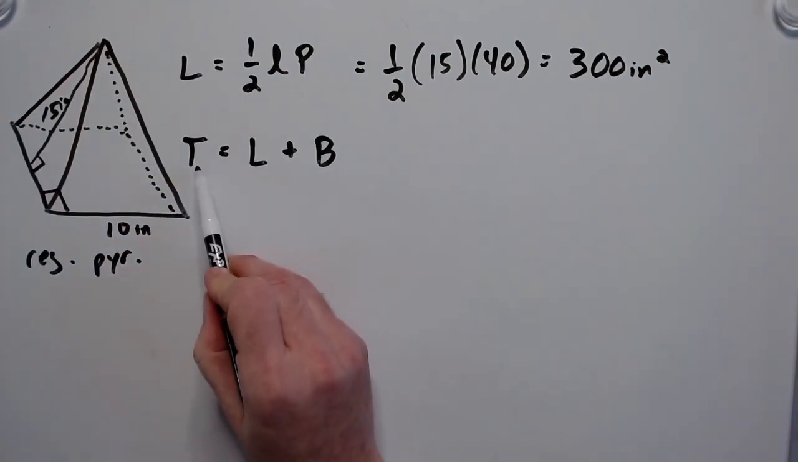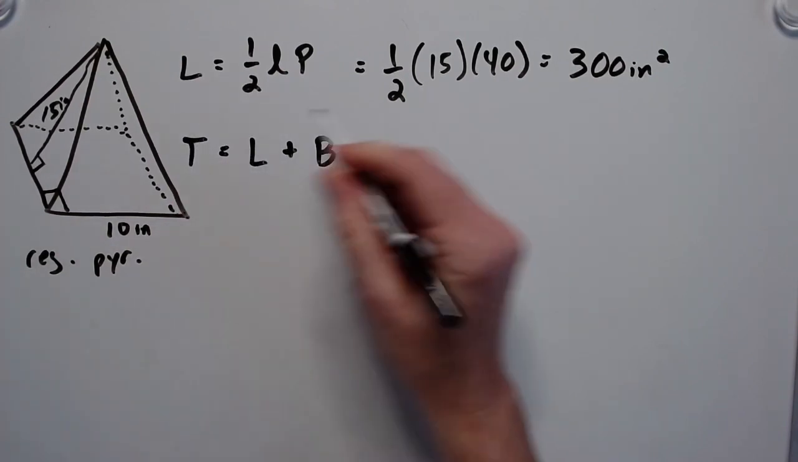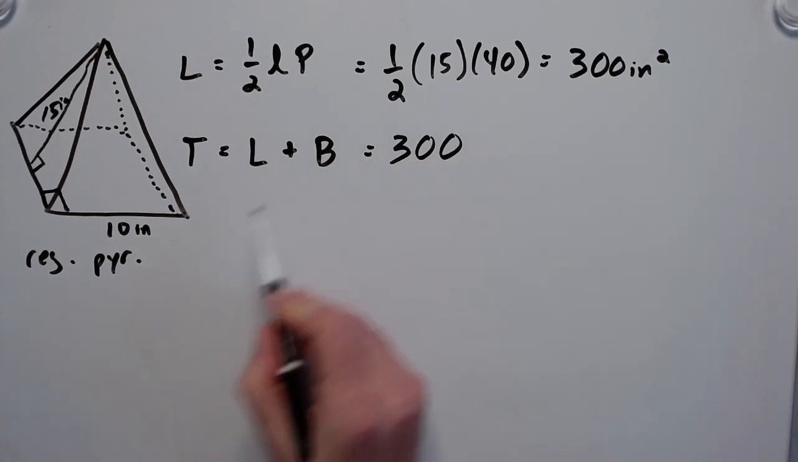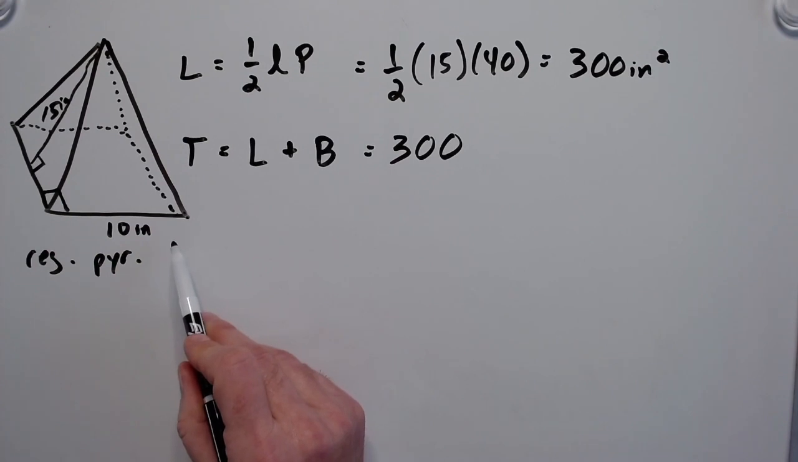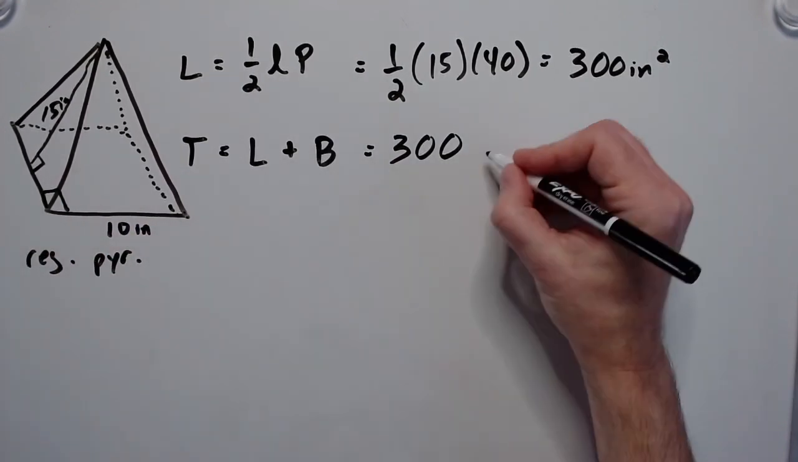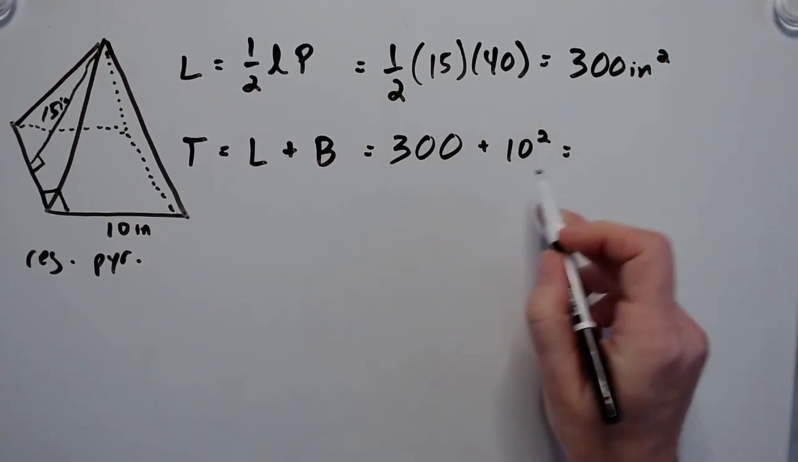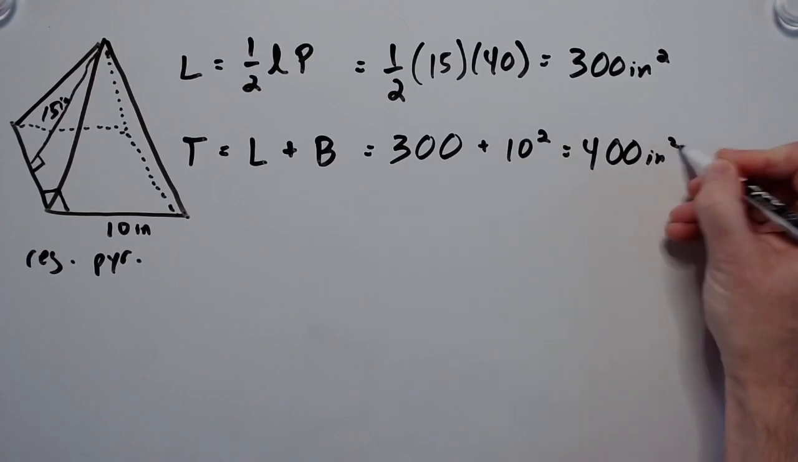So for total area, we take this lateral area that we found and add the base. So lateral area we know is 300. And now the base. Well, the base is a square, and one side is 10. So the area of the base would be this side squared. And let's write that out. Plus 10 squared, which is also known as 100. So this would be 400 square inches.